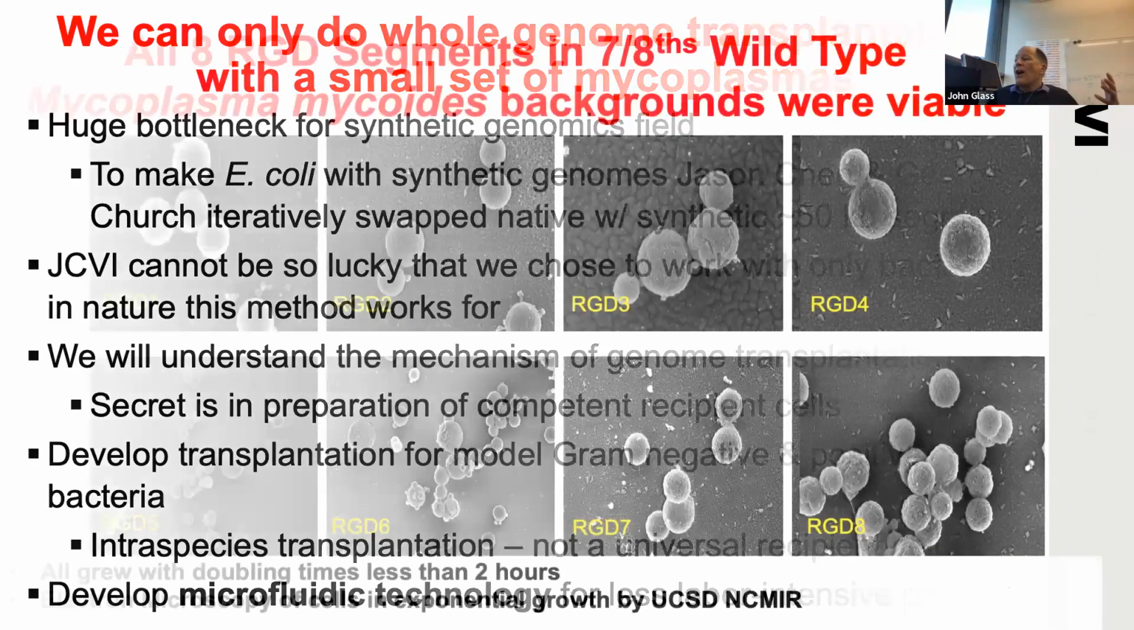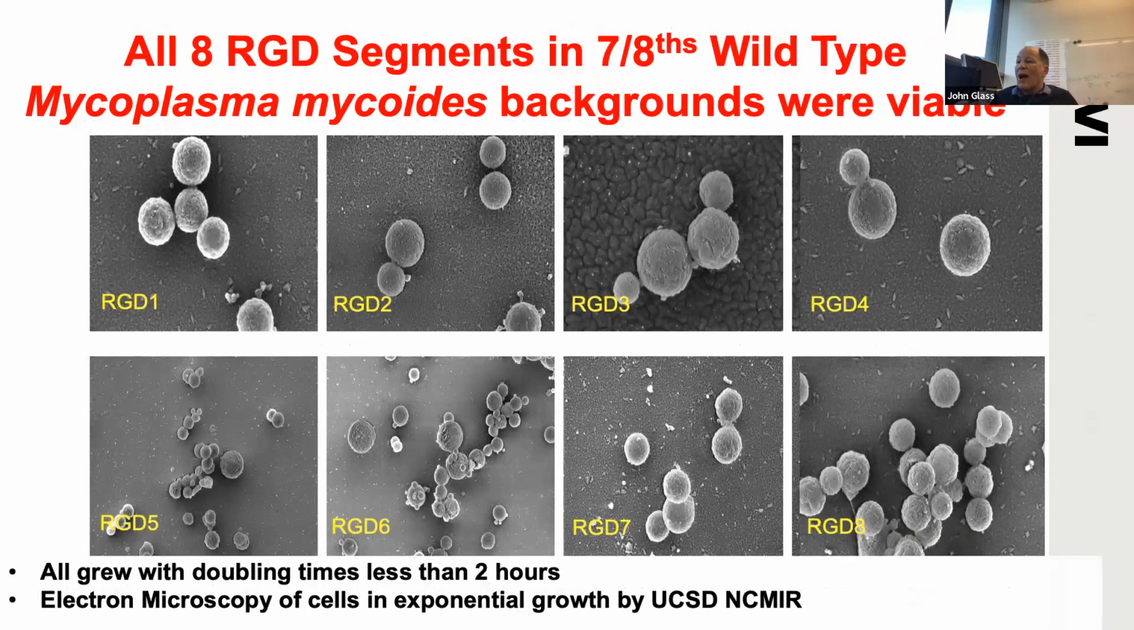Okay, so we built our minimal cell that was 7/8 wild type and 1/8 minimal. And to our enormous delight, they all worked. So here you see cells growing that are 1/8 minimal with each of the minimized segments labeled. And this was fantastic. All the cells doubled in less than 2 hours. And this was just super.